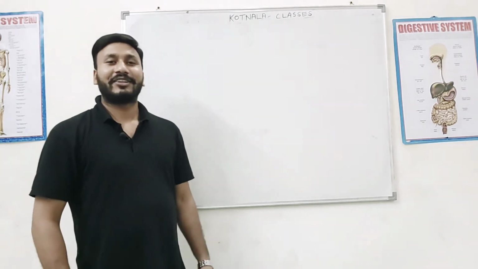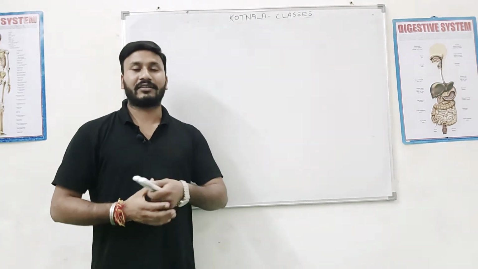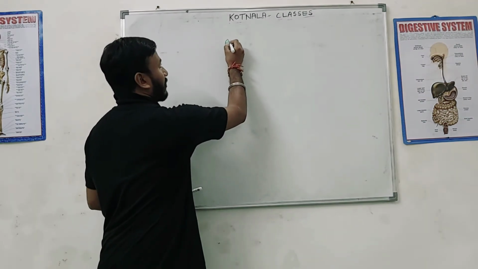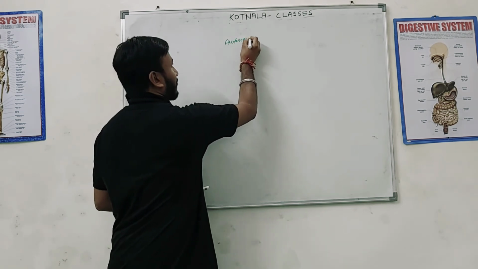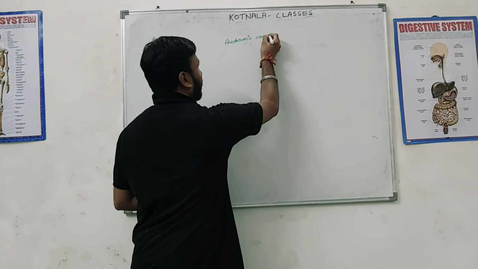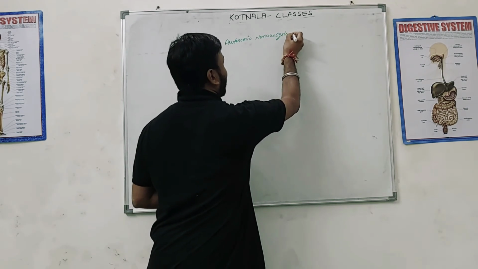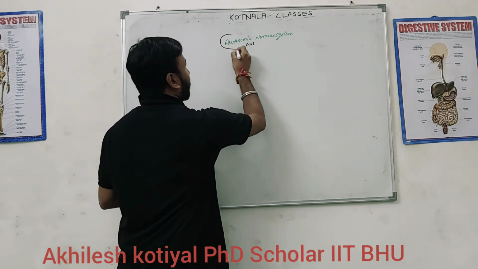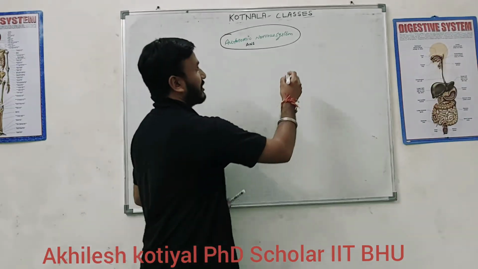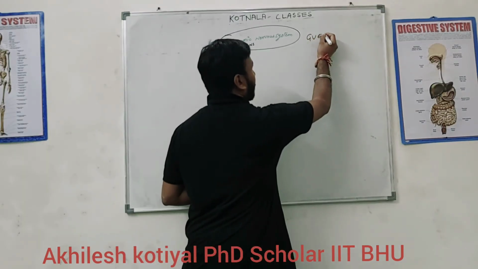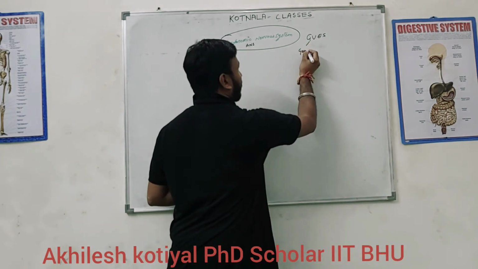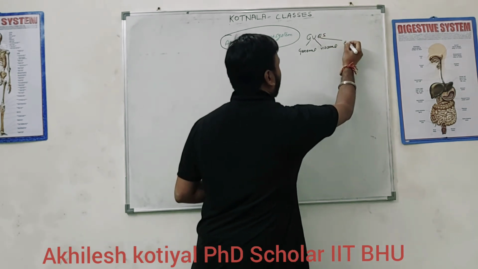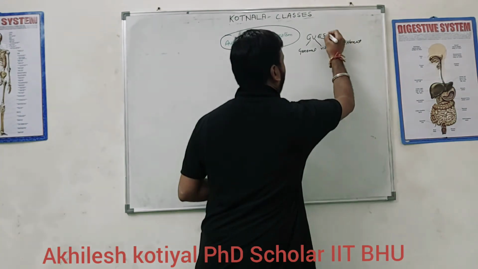Welcome to all. Today I will be discussing a very simplified topic known as the autonomic nervous system. The autonomic nervous system is abbreviated as ANS. But this ANS is also known as GVES: General Visceral Efferent System.